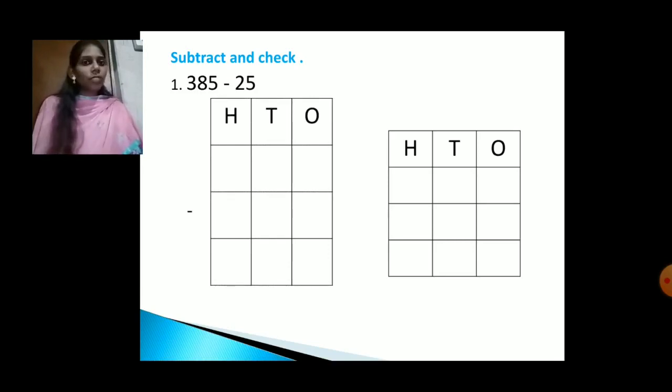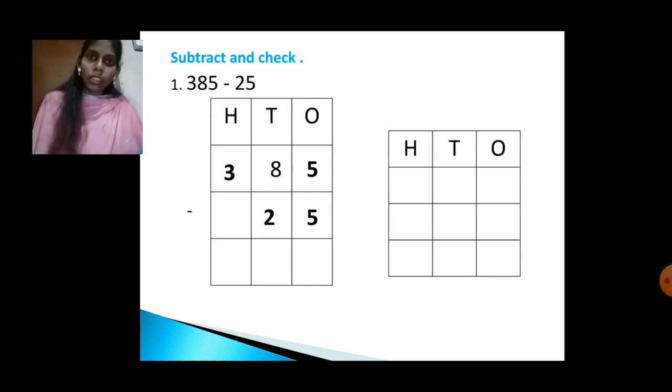385. So 5 we will write under the ones place, 8 under the tens place and 3 under the 100 place. And then we will arrange 25. So 5 we will write under the ones place and 2 we will write under the tens place. Correct? 385 minus 25. Now what we will do? Yes. Now we will subtract ones place subtraction. Right? We will subtract from the ones place. So 5 minus 5.